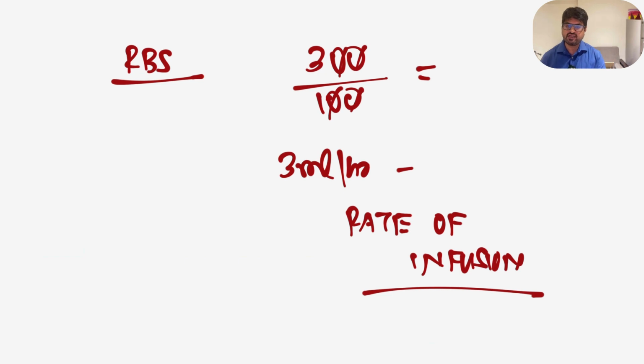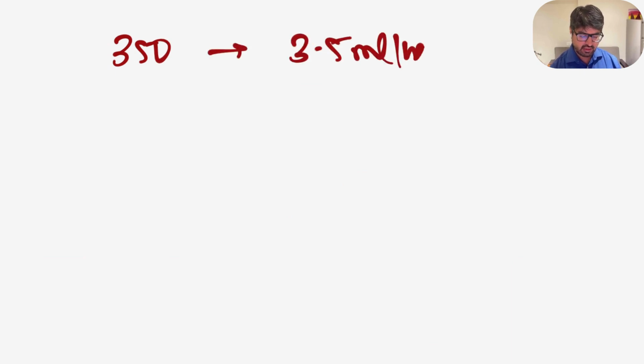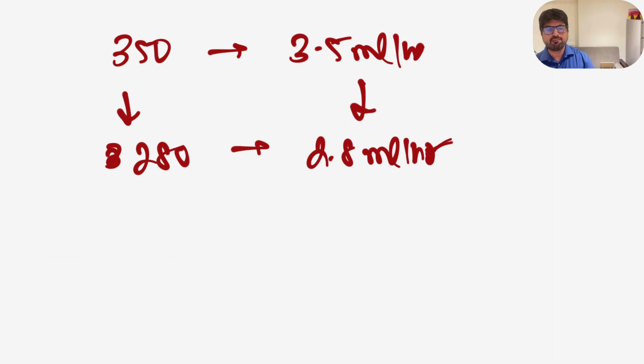After you have set the rate of infusion, you check the sugar generally 1 to 2 hourly. And again, depending on the sugar value, you keep changing the rate of infusion. So let's say I had a patient who comes with blood sugar of 350. I started at 3.5 ml per hour, and after let's say 1 hour the blood sugar is 280. So I reduce the infusion to 2.8 ml per hour, right. So this is how you typically can do it in terms of the blood sugar. This is the simplest way of doing it, right.